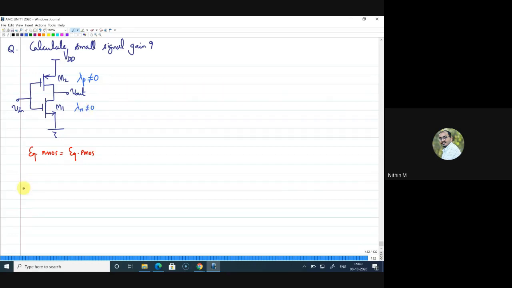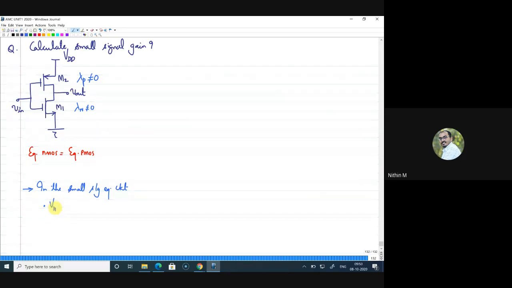All right. So I'll write few observations here. In the small signal equivalent circuit, one observation is this: both have same equivalent. Another one is VDD should be considered as ground. Why? Because VDD is not changing. We are looking only for the changing voltages.